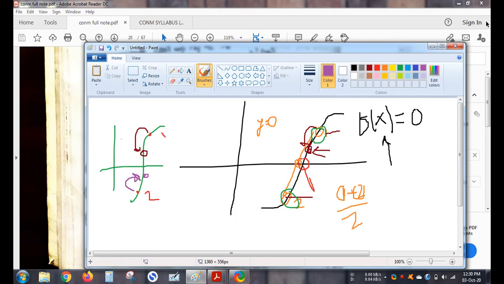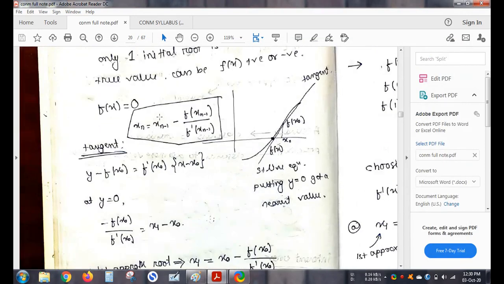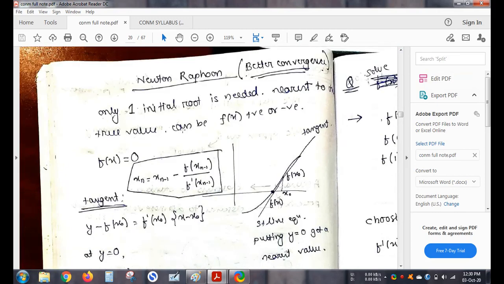If you do it programmatically, then it is not a big deal, but if you have to do it manually, then there is a chance of error. So from that point of view, this Newton-Raphson method is better. Another important thing is that Newton-Raphson method has better convergence, means you get a better result at a faster pace.